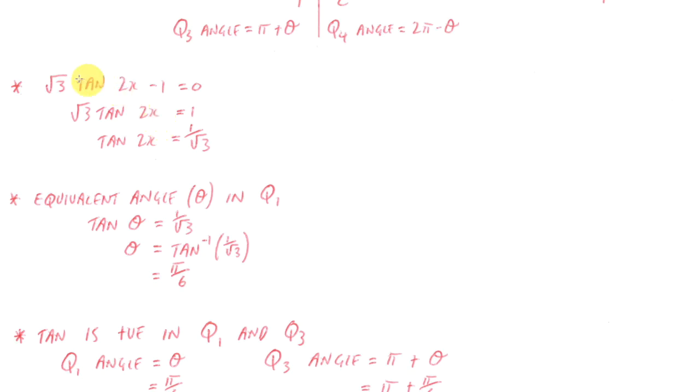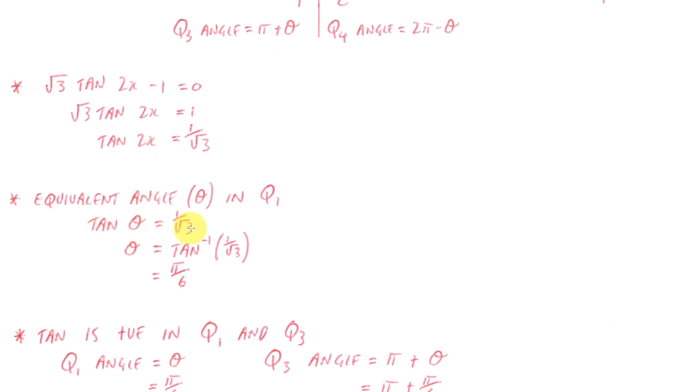I begin by setting up the equation. So square root of 3 tan of 2x take away 1 equals 0. I add 1 to both sides, and now divide both sides by the square root of 3. I now think of this as being tan of an unknown angle equaling 1 over the square root of 3. I'll deal with the 2x at the very end.